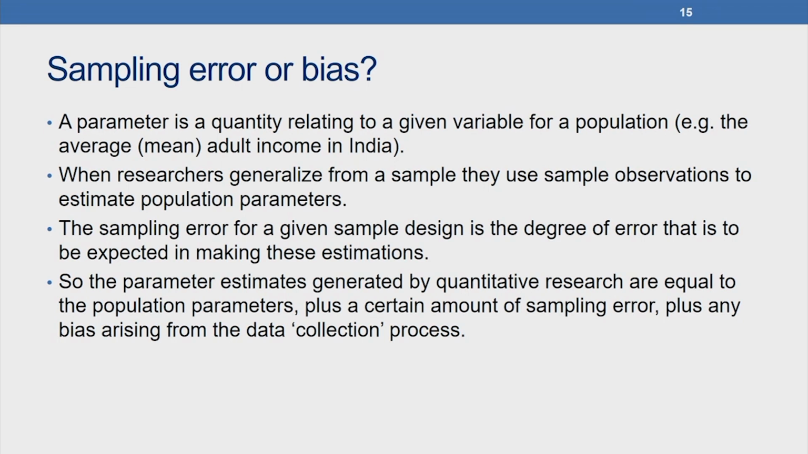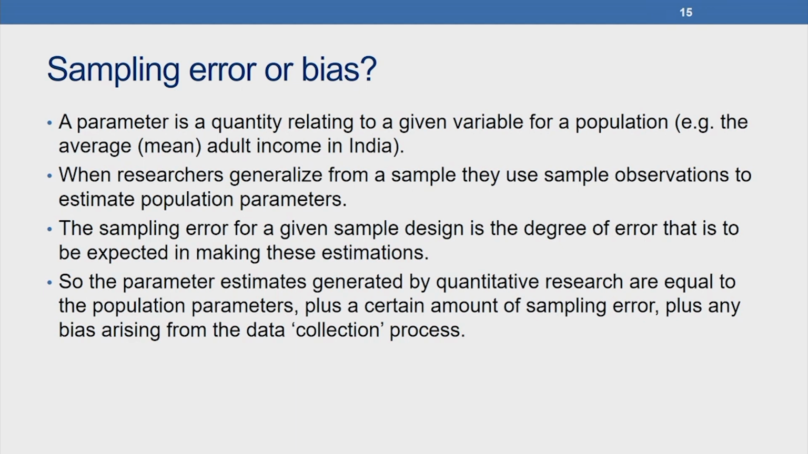So, you have non-sampling error and you have sampling error. All those biases enter into non-sampling error, but sampling error is the degree of error that we are expecting to make when we are making these estimations from sample to population parameters. So, the parameter estimates generated by quantitative research are equal to the population parameters plus a certain amount of sampling error plus any bias arising from the data collection process.